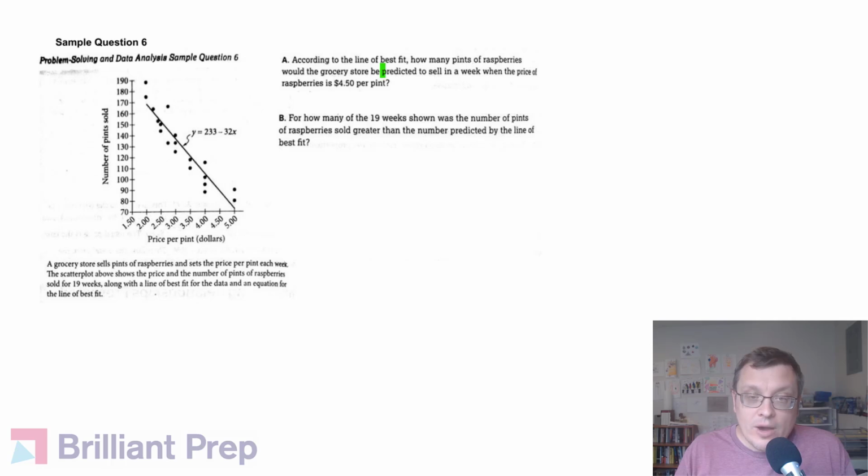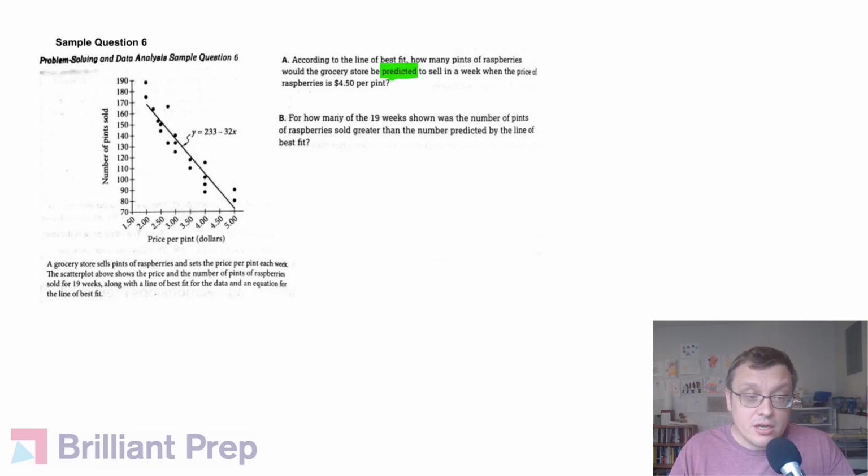Now, when we're dealing with scatter plots and lines or curves of best fit, when we're talking about values that are predicted, we're talking about values we read off of the line itself. Whereas if they talk about the actual values that are actually measured or recorded, that's where we would use the data points. But here, since we're talking about what would be the predicted number of pints of raspberries sold given this price, we're going to read this off of the line.